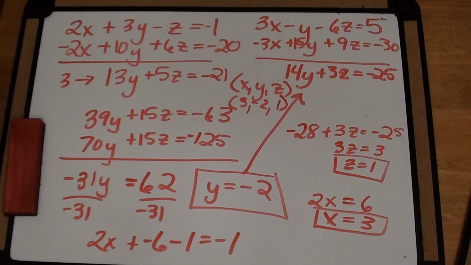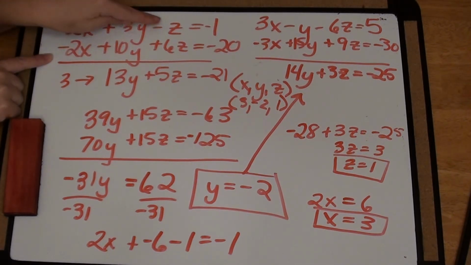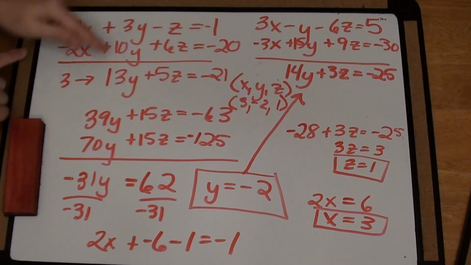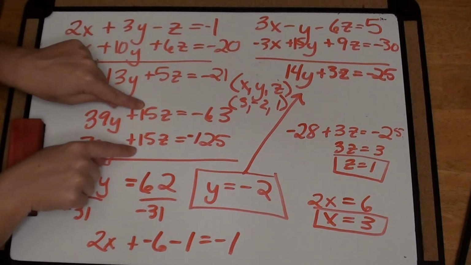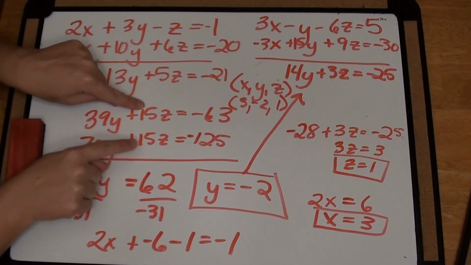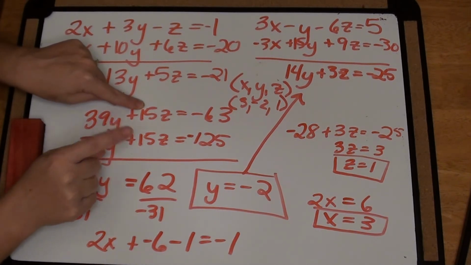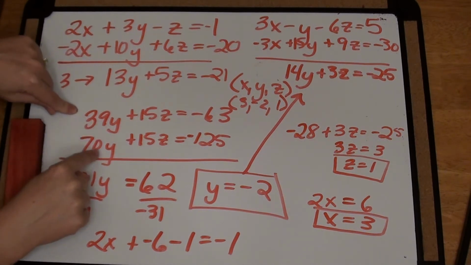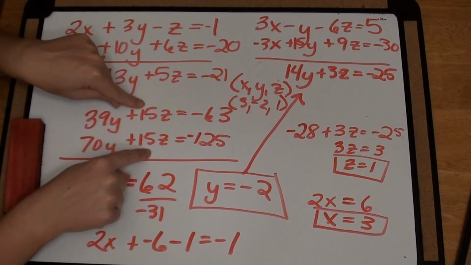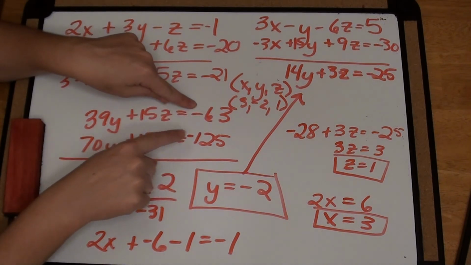The most common error to make here is that you have to figure out whether you're adding equations or subtracting equations. For example, here I have a 2x and a negative 2x. I need to add those two values together in order to get rid of that x. But if I add these two values together, I got to make sure I add every other set of values together. Conversely, here I have a 15z and a 15z. If I add it, I get 30z. That's not helpful. So I need to subtract the bottom one. But if I'm going to subtract the bottom one, I have to make sure I subtract every bottom one. So 39y minus 70y, 15z minus 15z, negative 63 minus a negative 125.